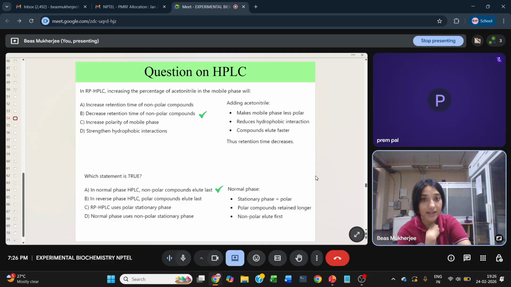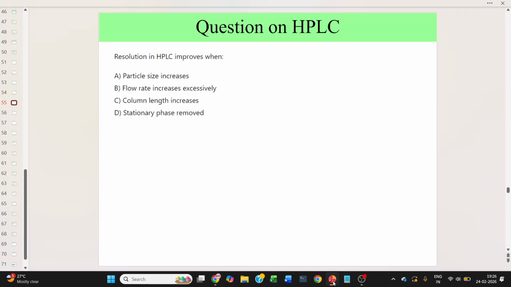This makes the mobile phase less polar. So it reduces the hydrophobic interaction and the compounds elute faster and the retention time decreases. Okay. In normal phase HPLC, the stationary phase is polar. Polar compounds are retained for longer. Non-polar elutes first. Fantastic. We go to the next question.